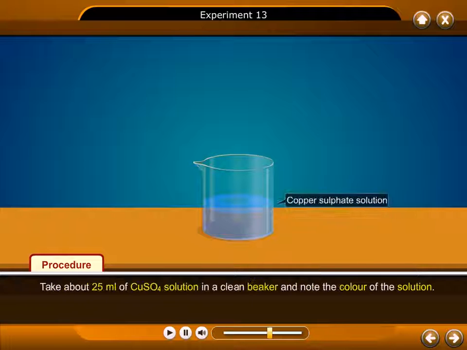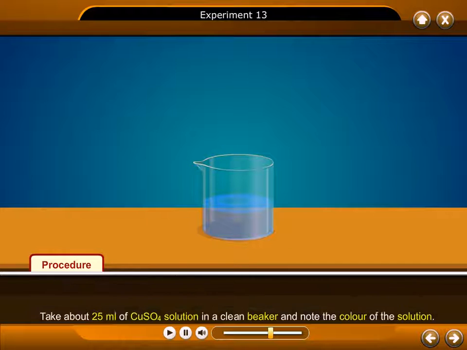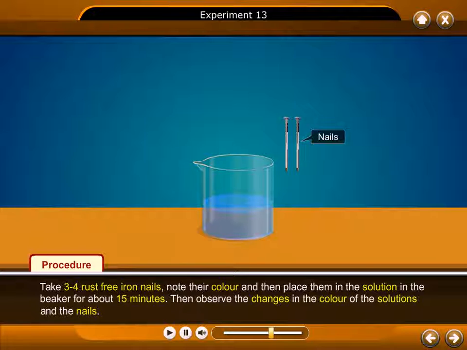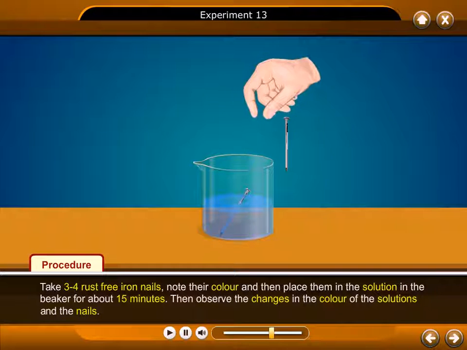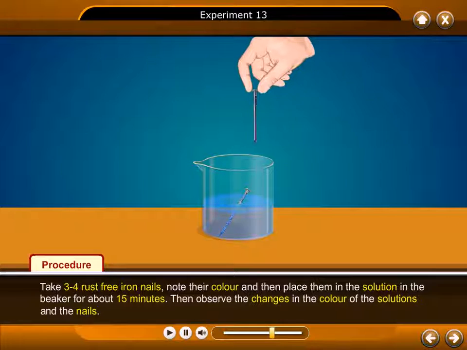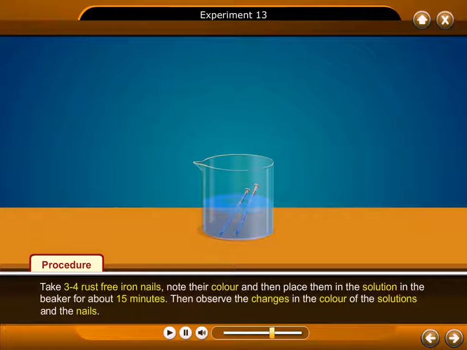Action of copper sulfate solution on iron nails. Procedure: take about 25 ml of CuSO4 solution in a clean beaker and note the color of the solution. Take 3 to 4 rust-free iron nails. Note their color and then place them in the solution in the beaker for about 15 minutes. Then observe the changes in the color of the solution and the nails.